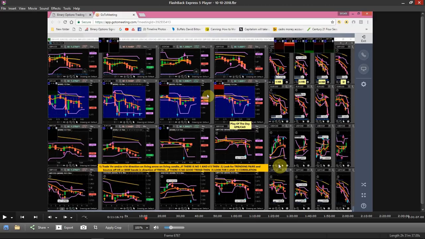Every day, and we're going to read it because this is how you do it. Trade 1 and 4 in the direction of the living arrow on living candles. If there is no 1 and 4, then you look for trending pairs and bounces off the orange row and BB bands in the direction of a trend. If there is no good trend, then you look for 5 and 15-minute correlation. I really think rule number 2 he's got, and rule number 3 is kind of together, okay?